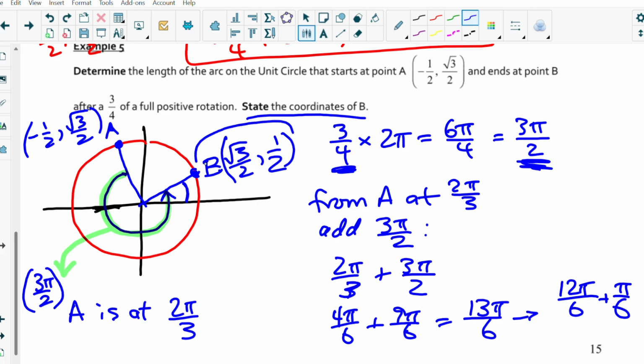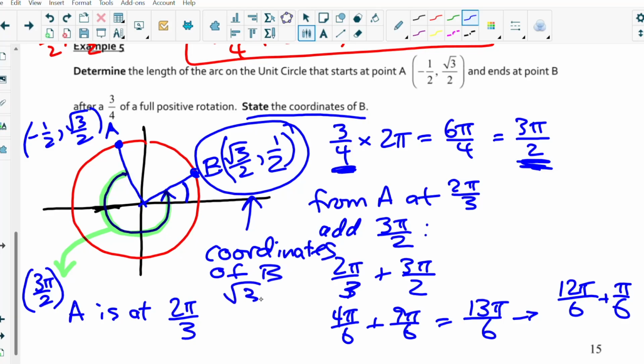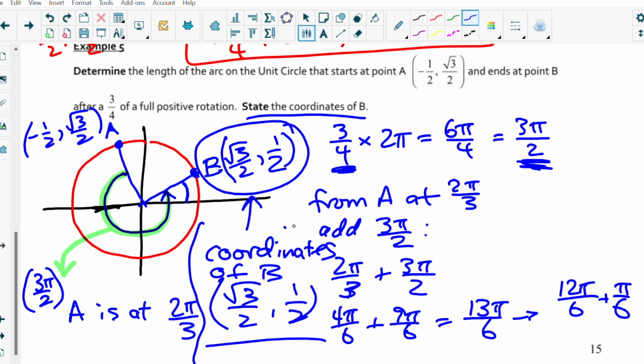Okay, did we answer the question? State the coordinates of B. We did. So coordinates of B are square root of 3 over 2, comma 1/2. Okay.